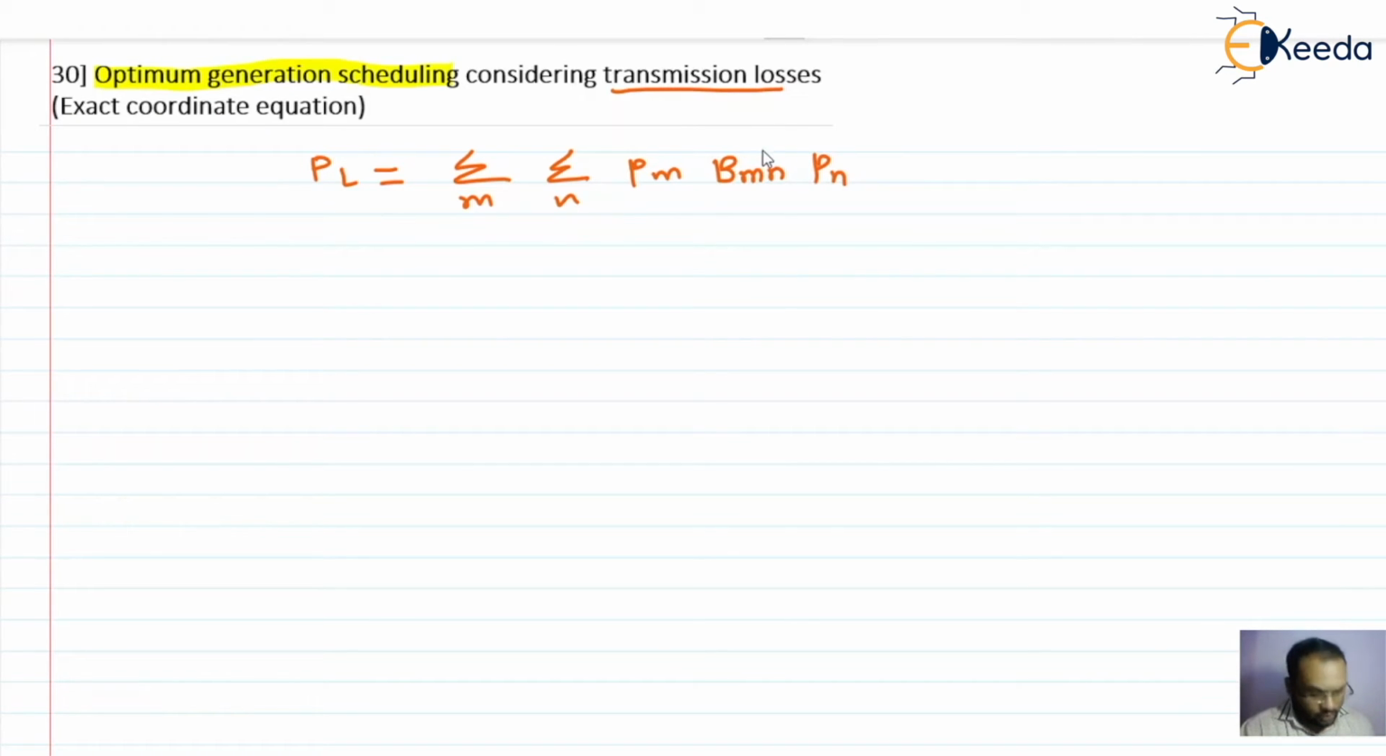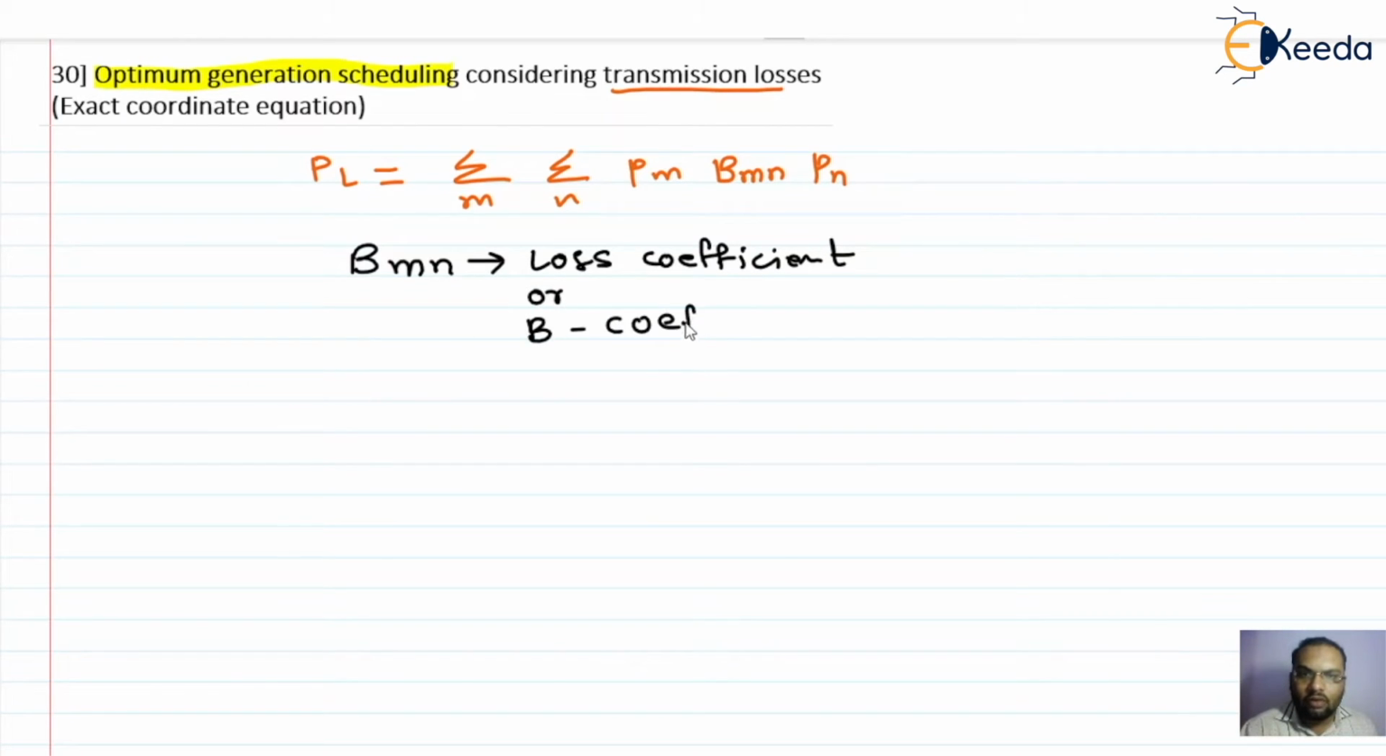And here this Bmn is called the loss coefficient, or simply the B coefficient. And the unit for B is megawatt inverse, or 1 upon megawatt.